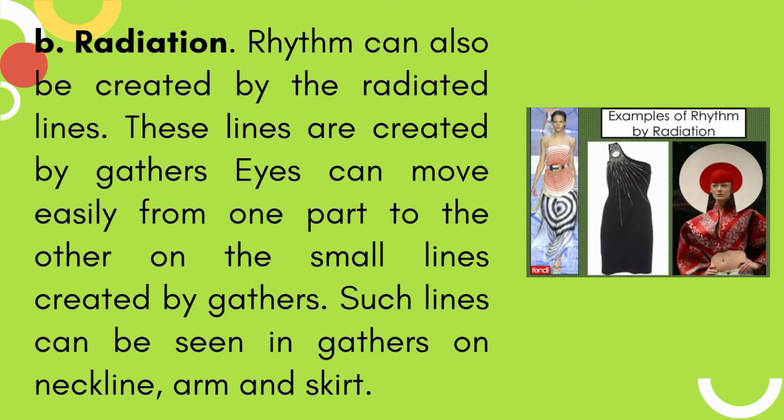The second way is radiation. Rhythm can also be created by radiated lines. These lines are created by gathers. The eyes can move easily from one part to another along the small lines created by gathers. Such lines can be seen in gathers on the neckline, arm, and skirt.